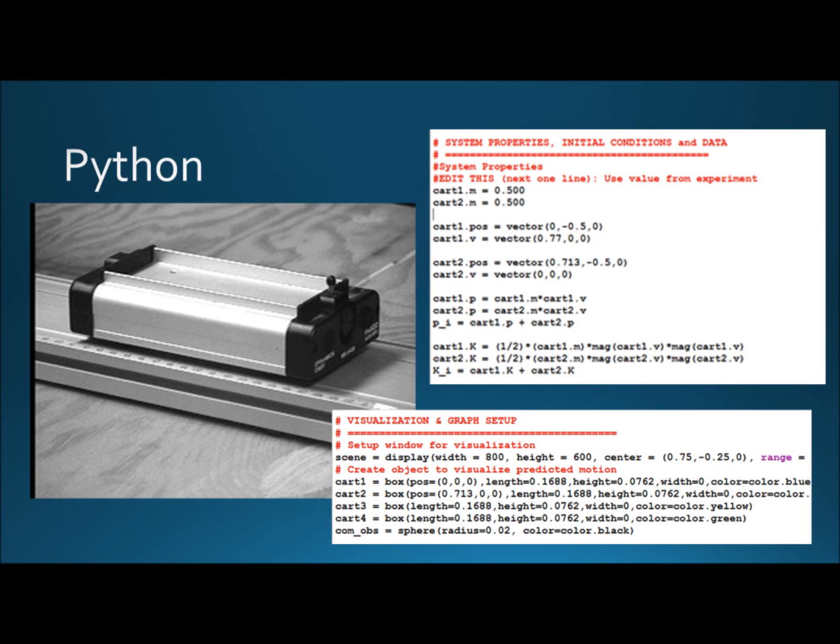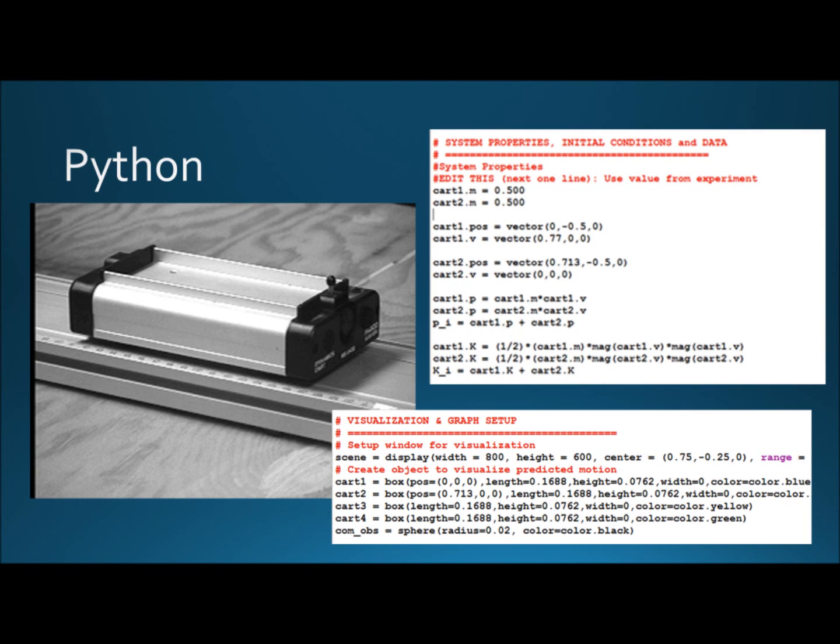In VPython, boxes were created to represent the carts involved in the collision. The boxes had the lengths, heights, and masses of average dynamic carts seen in many physics laboratories. They are taken to have equal measurements with a mass of 0.5 kilograms, lengths of 0.1688 meters, and a height of 0.0762 meters. The third dimension was ignored because the motion was linear in this experiment.